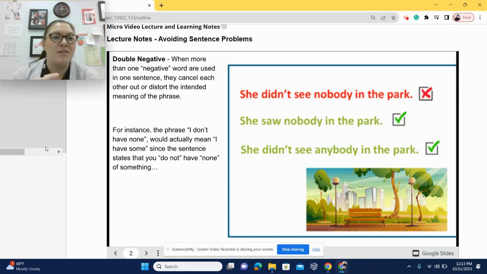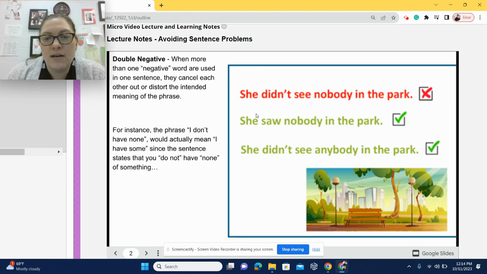So just remember that you can't use two negative words because just like with anything else, two things that are negatively charged are going to cancel out. So when more than one negative word is used in a sentence, they cancel each other out and actually change the intended meaning of what you're saying. The examples you can see over here are she didn't see nobody. Well, if you did not see nobody, that means you saw someone. But that's not what the person's trying to communicate in this sentence.